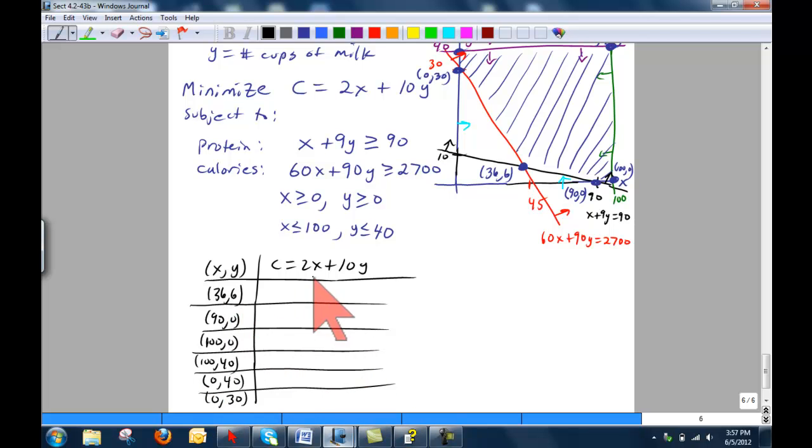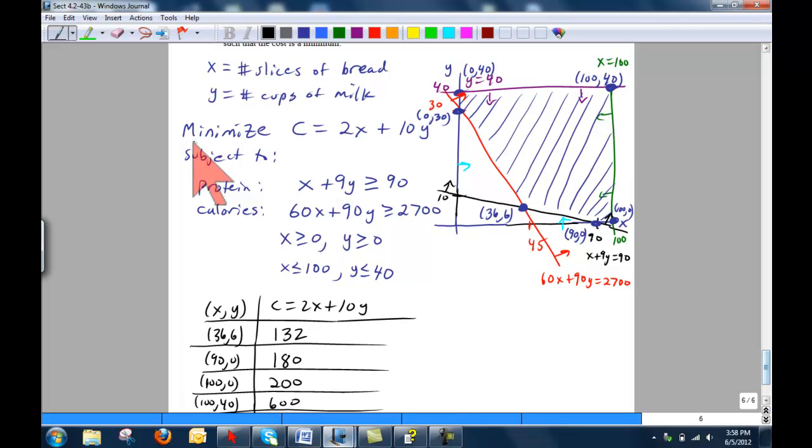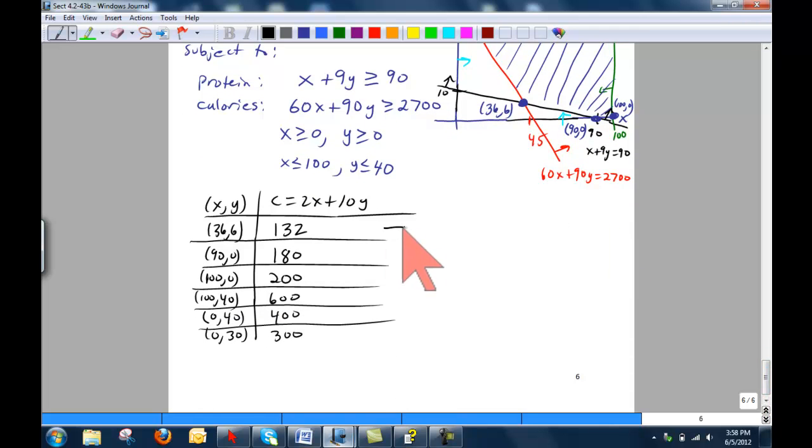And now you take each of these, plug them into this function, and I'll just show the numerical results. It goes 132, 180, 200, 600, 400, and 300. Okay, remember this time what we were trying to do, minimize. So instead of looking for the largest number here, we want to look for the smallest number. It's right there.